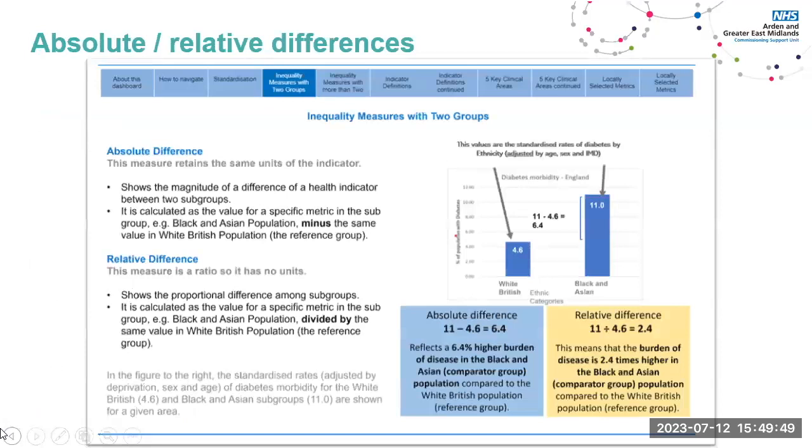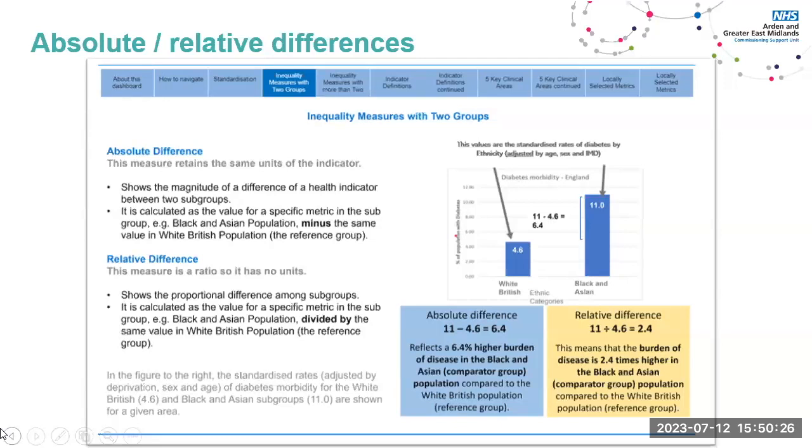So basically the measures in the tool, we look at absolute difference and relative difference when it comes to ethnicity, because we are looking at 2 cohorts. So we're looking at Black Asian community versus white British population. So with that, we simply apply an absolute difference. What we do here is we look at the values following the standardization. For that indicator, we look at the Black Asian community and minus the value from that cohort of the white British, which is a reference group.